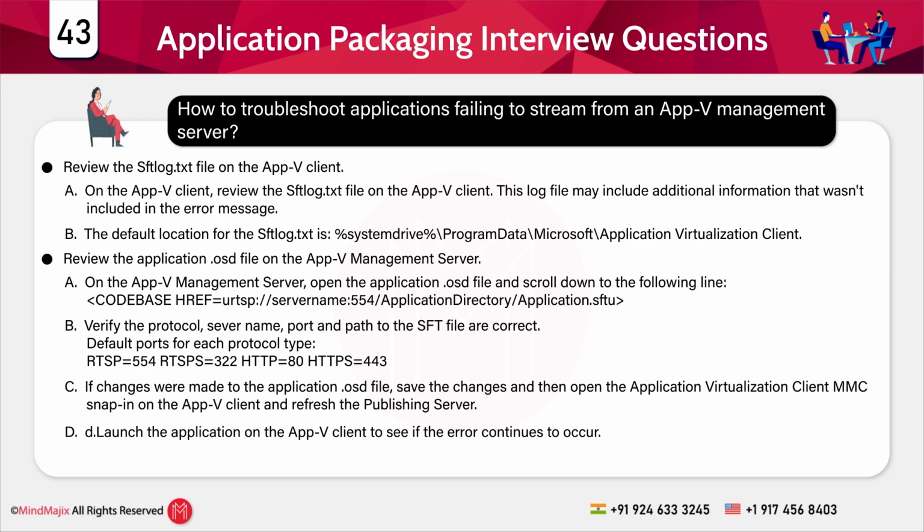The second step is to review the application OSD file on the App-V management server. The first step is done on the client, and the second step is done on the server. On the App-V management server, we have to open the application OSD file and scroll to the following line. Second thing is to verify that the protocol, server name, port, and path of the SFT file are correct. Default ports for each protocol type: RTSP is 554, RTSPS is 322, HTTP is 80, HTTPS is 443.